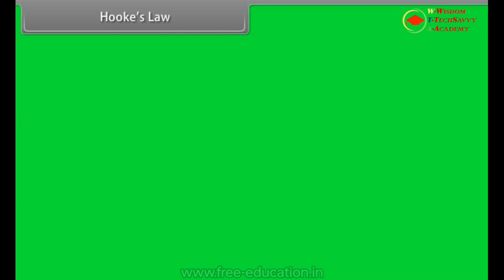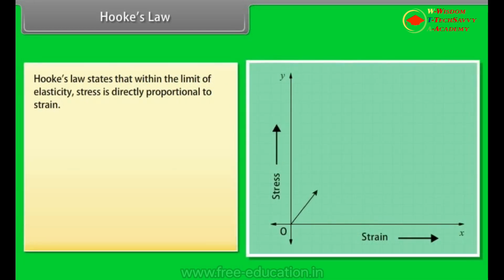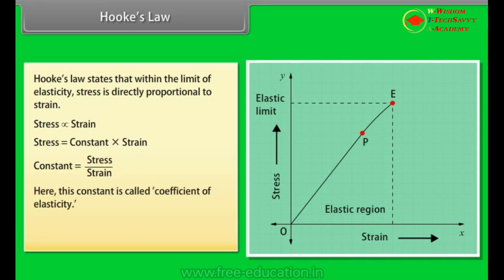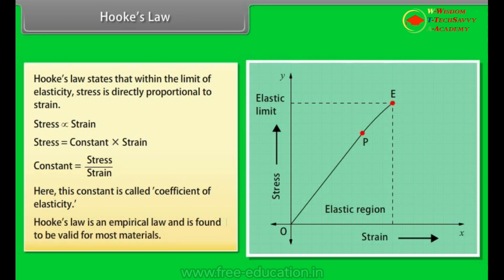Hooke's law. Hooke's law states that within the limit of elasticity, stress is directly proportional to strain. Stress is equal to constant into strain. Constant is equal to stress upon strain. Here, this constant is called coefficient of elasticity. Hooke's law is an empirical law and is found to be valid for most materials.